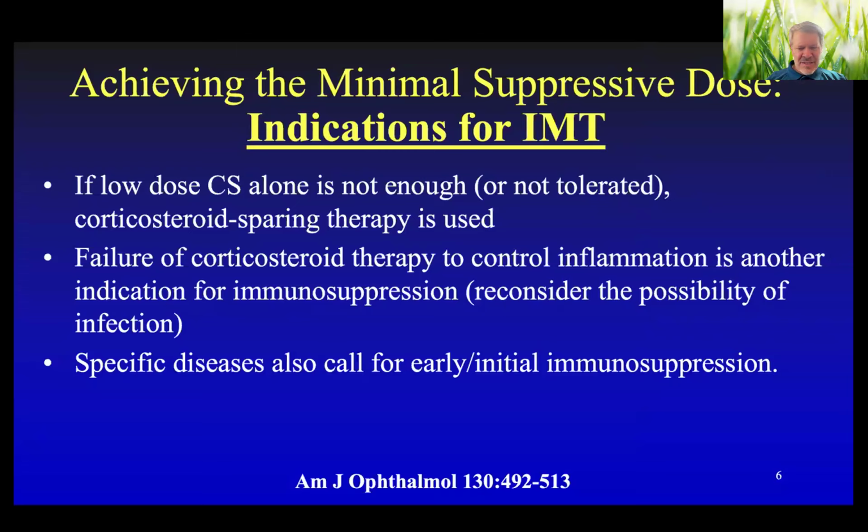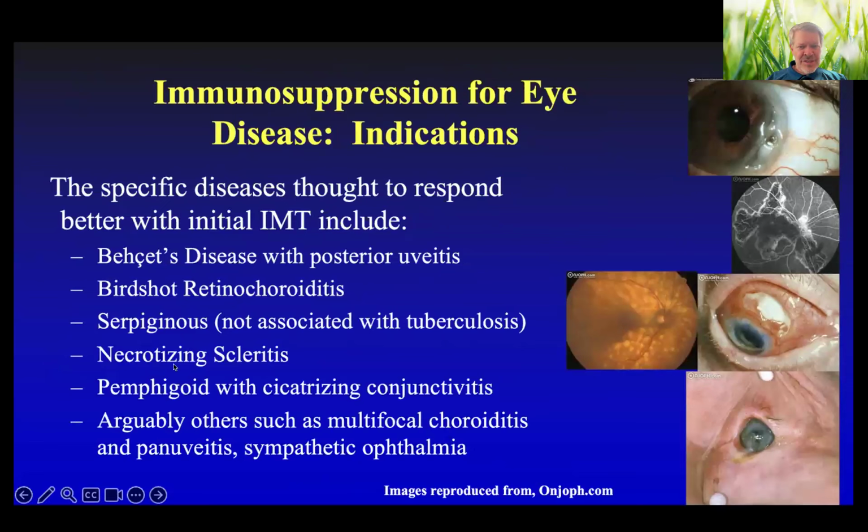And then there are specific diseases that many people think should be treated initially or very early with immunosuppression because they're very likely to need it, and that's an ever expanding area. These include Behçet's disease with posterior uveitis, like we were discussing earlier, birdshot, and serpiginous, but make sure it's not associated with tuberculosis; necrotizing scleritis, which is typically associated with higher mortality from systemic vasculitis; and pemphigoid with cicatrizing conjunctivitis. Arguably there are others, and probably more as we go on, with more confidence in the safety of immunosuppressive drugs and the options becoming more beneficial.